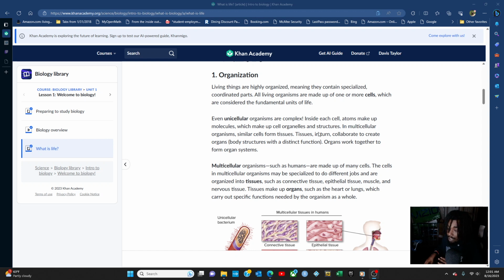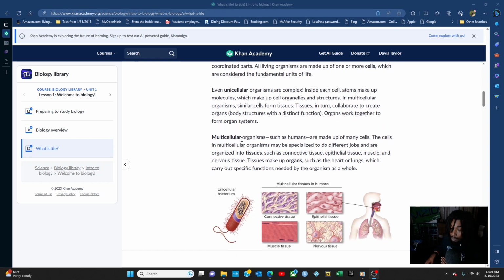And I like this breakdown right here. It says in multicellular organisms, similar cells form tissues. Tissues in turn collaborate to create organs. Organs work together to form organ systems. So, it builds on top of each other. So I like the breakdown that they give there. And then it talks a little bit more about multicellular organisms.